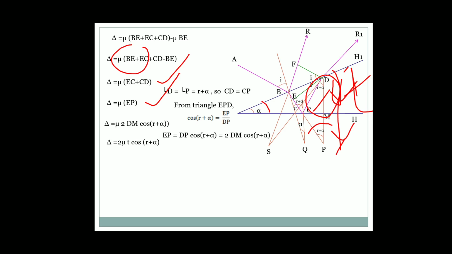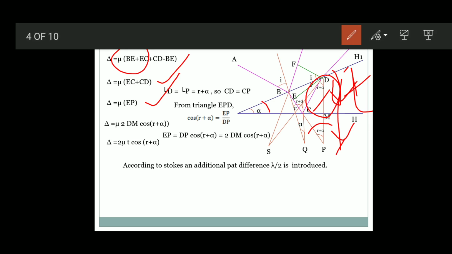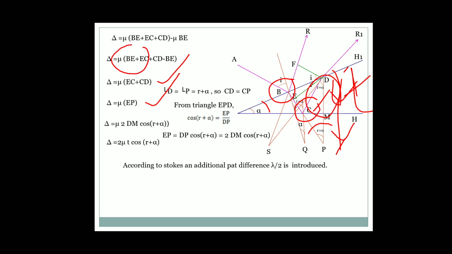But according to Stokes, an additional path difference lambda by 2 is introduced because it is reflected at the denser medium at point B. There is no reflection at a denser medium at point C because there is a rarer medium. There is only one reflection at the denser medium, so an additional path difference lambda by 2 is introduced. So the total path difference delta is equal to 2 mu t cos of r plus alpha plus lambda by 2. Of course, it is plus or minus lambda by 2.